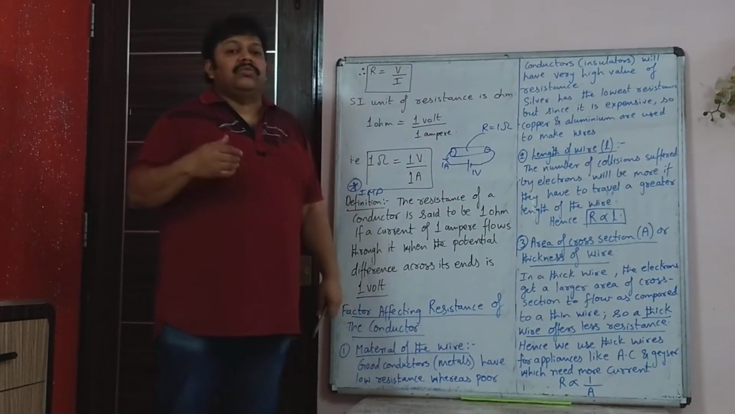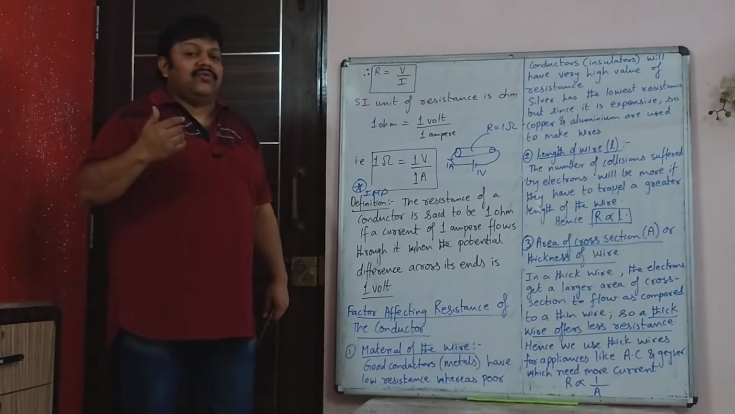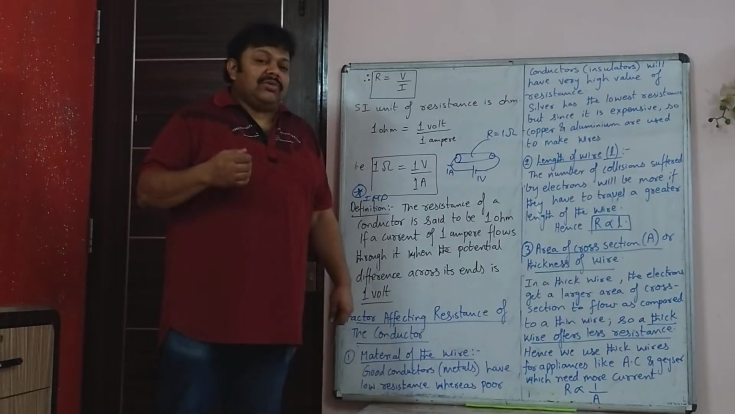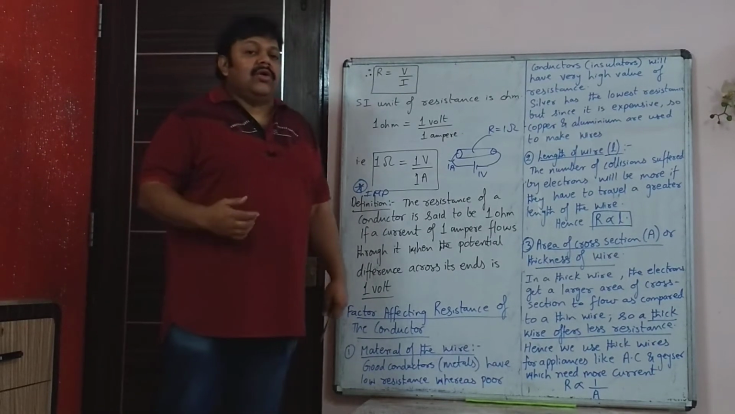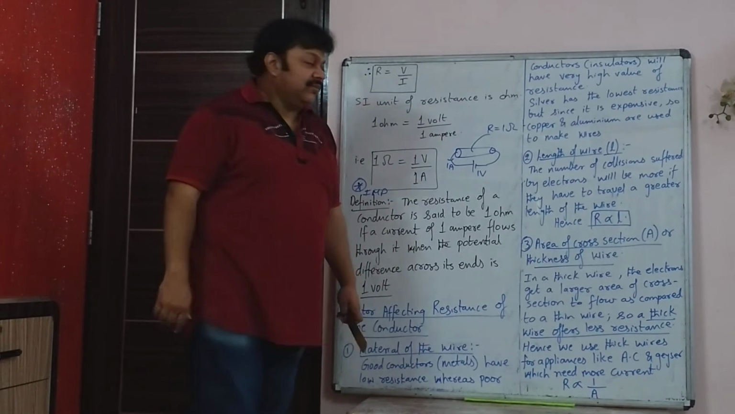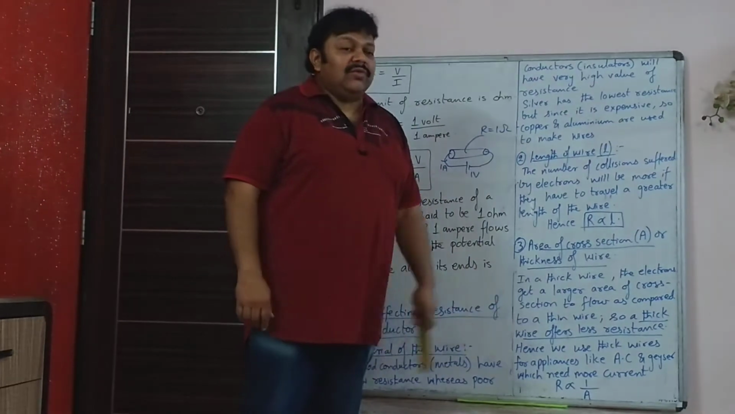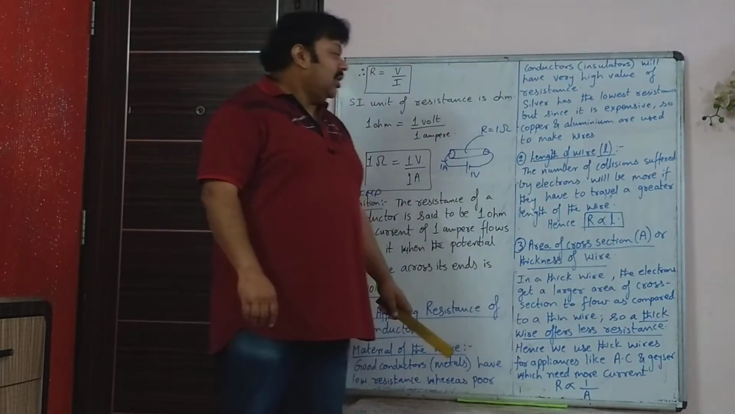That is why we use copper. All the wires are made of copper. Sometimes in some appliances aluminium is used because it is even cheaper than copper. Then you have the length of the wire, which is denoted by small l.